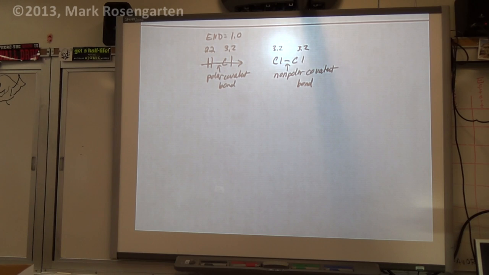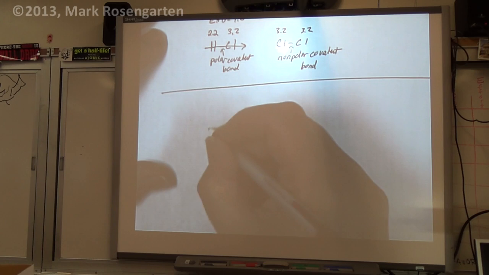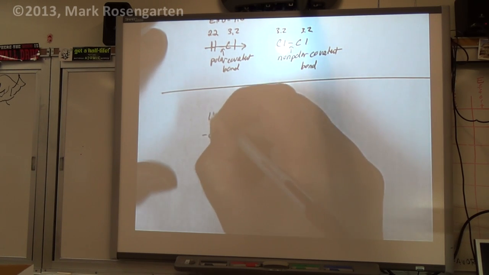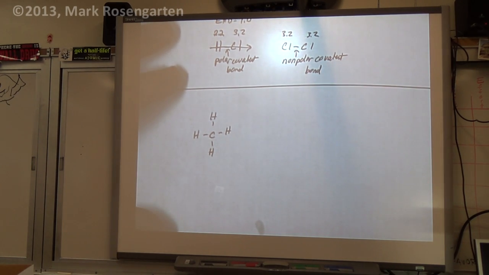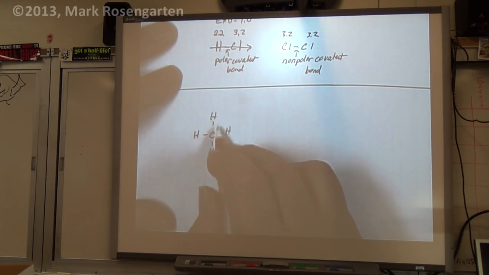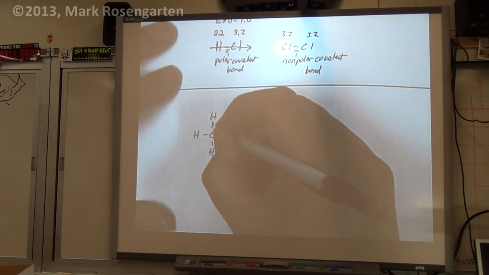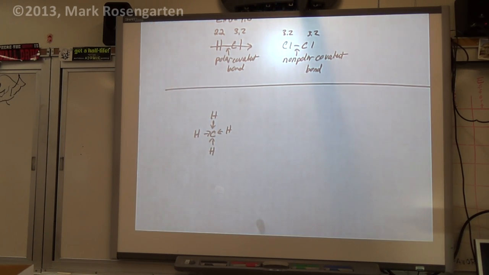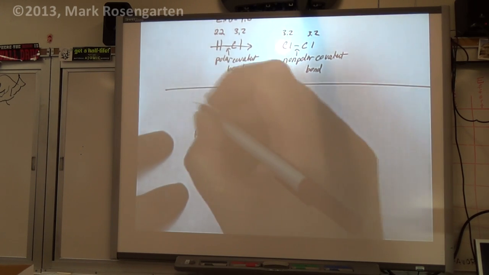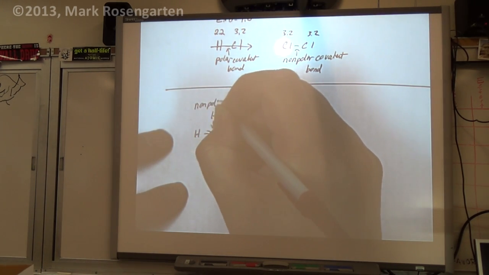The polarity of the bond contributes to the polarity of the whole molecule. For example, let's suppose we have carbon bonded to 4 hydrogens. Hydrogen has the lower electronegativity, carbon has the higher electronegativity. So the electrons in each bond are going to be pulled towards carbon. But because the pull is symmetrical in all directions, all of the polar bonds cancel each other out and make the whole molecule nonpolar.